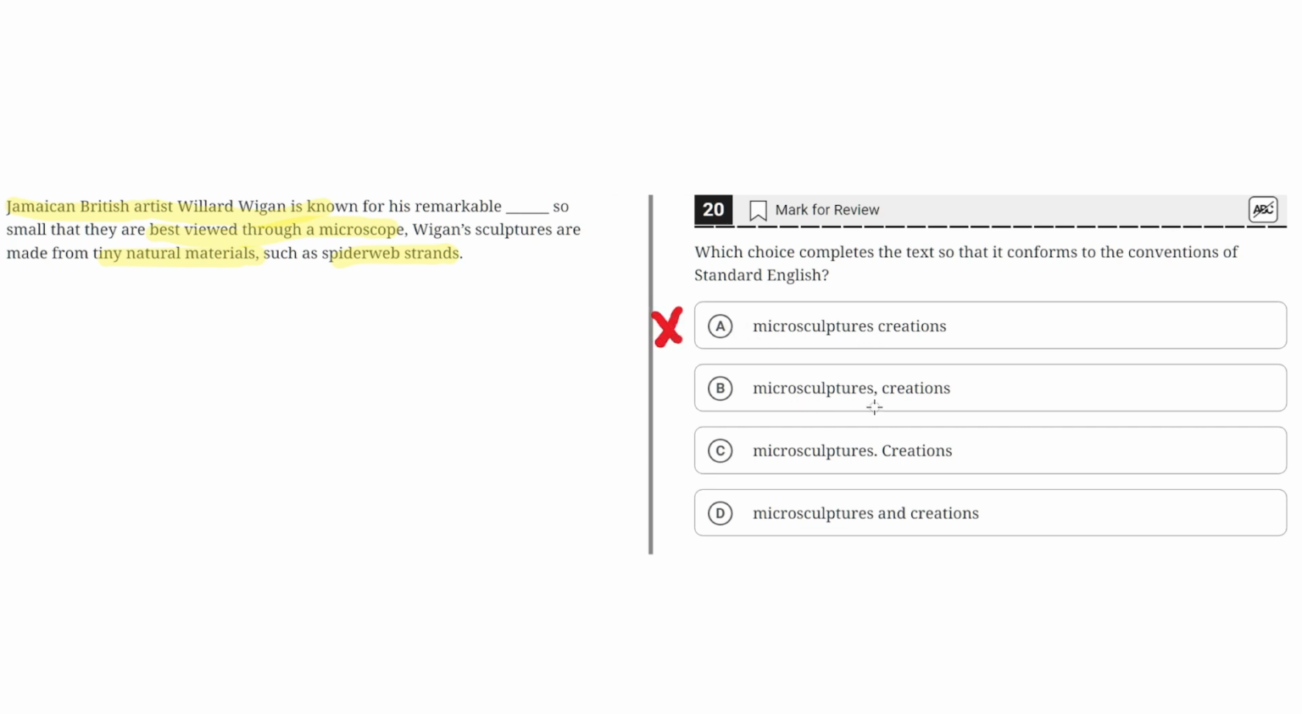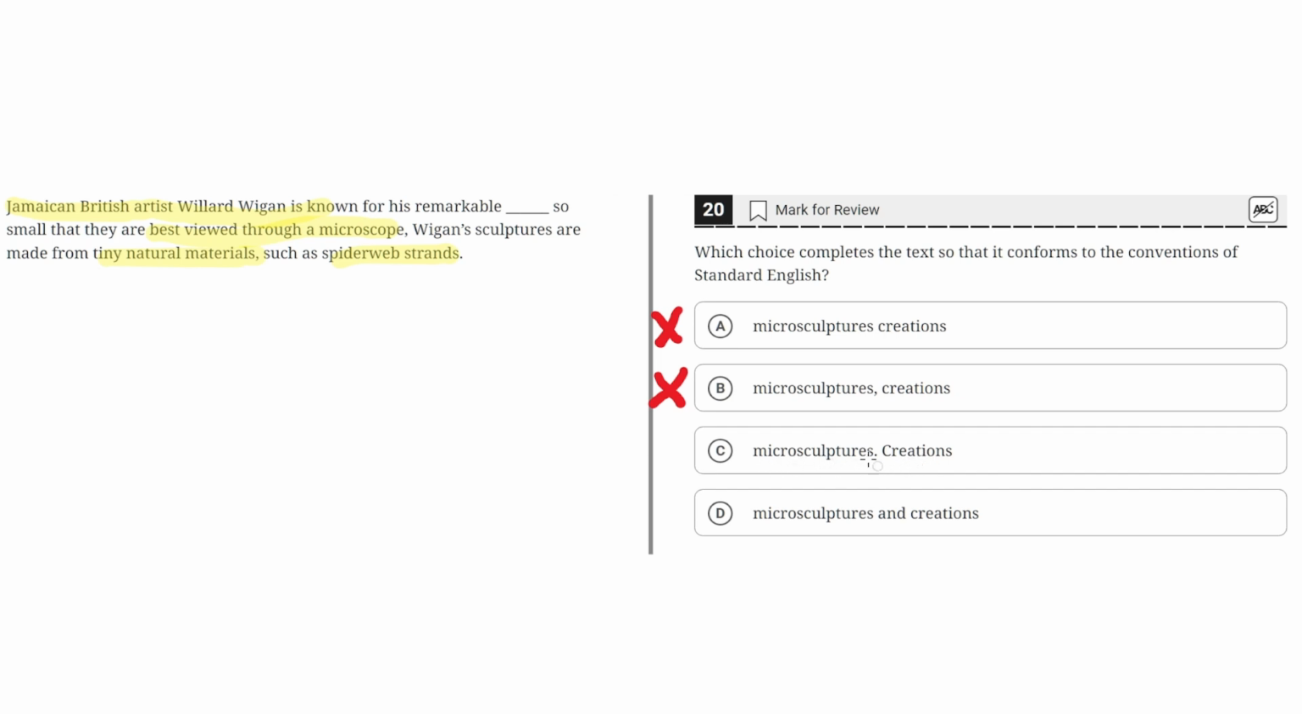B. Microsculptures, comma, creations. This is incorrect because these are two independent clauses, so there must be a comma and a conjunction, but here there's only a comma, so this would result in a comma splice, and therefore B is incorrect. C. Microsculptures, period, creations.